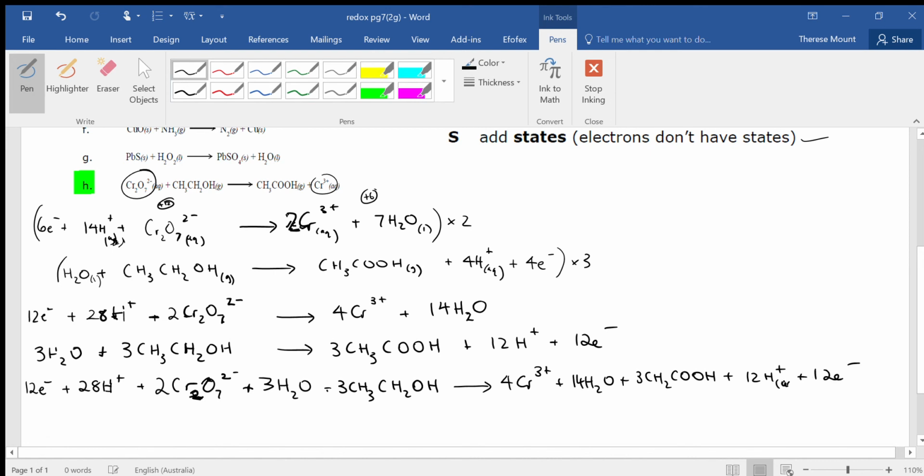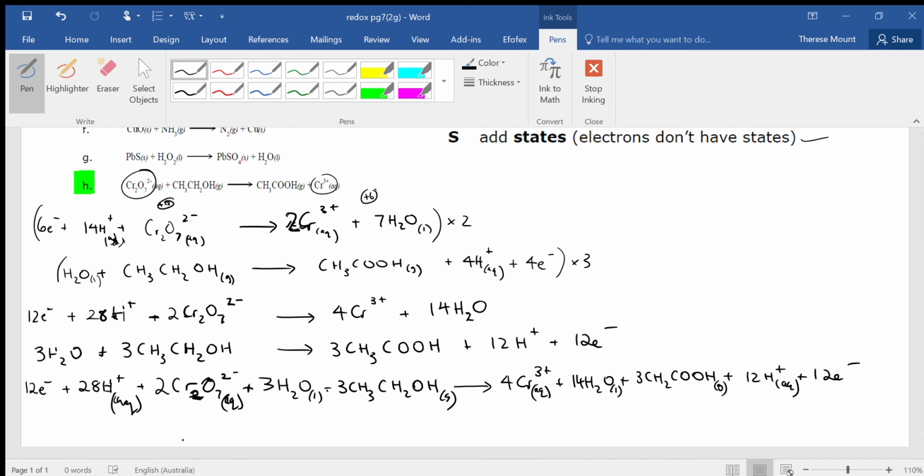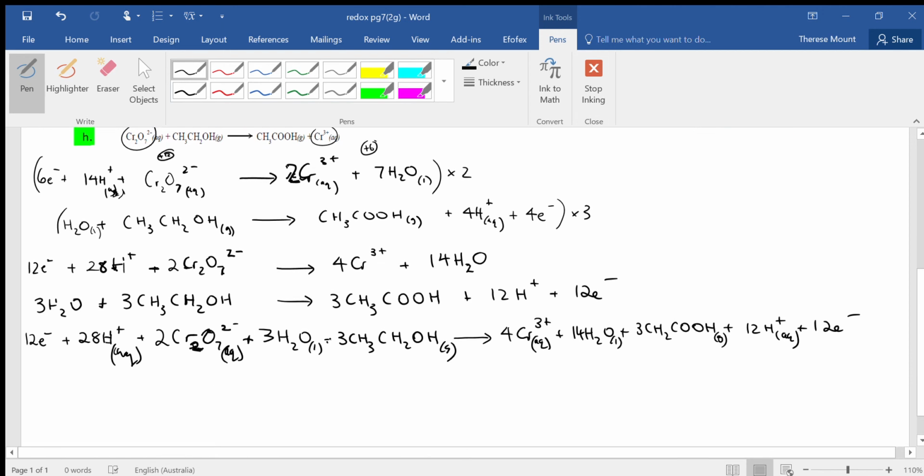All right, let's add our states. That was a gas, that was liquid, that's an ion, aqueous, gas, liquid, aqueous, aqueous, and no states for the electrons. Okay, so a fairly large equation there.